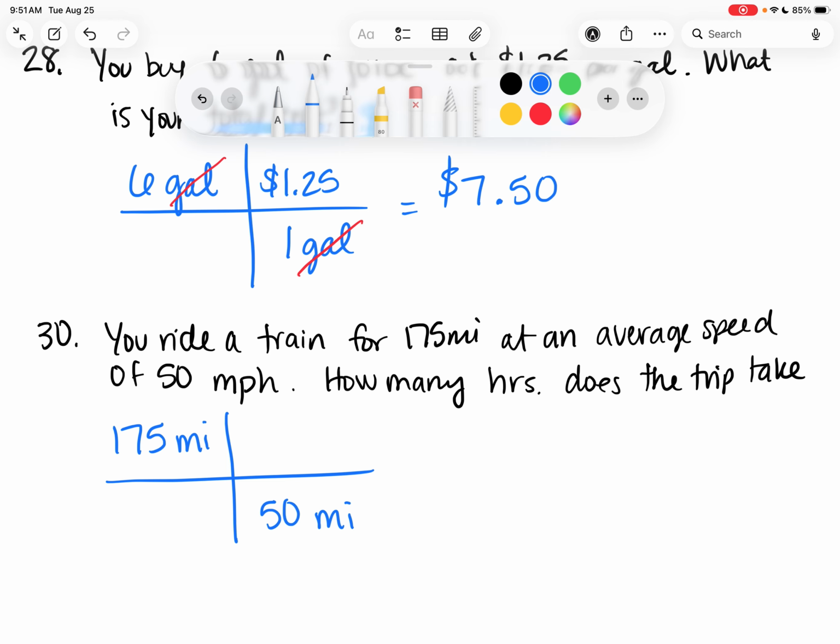So that means that my 50 has to go down here. 50 miles per 1 hour. So the rate, it's just a fraction. It can be flipped however we need it for it to cancel. And so then I would have 175 divided by 50. Anybody know what that is? Yep. So 3.5 hours. So again, my units canceled. I'm left with hours, which is what I wanted it in.